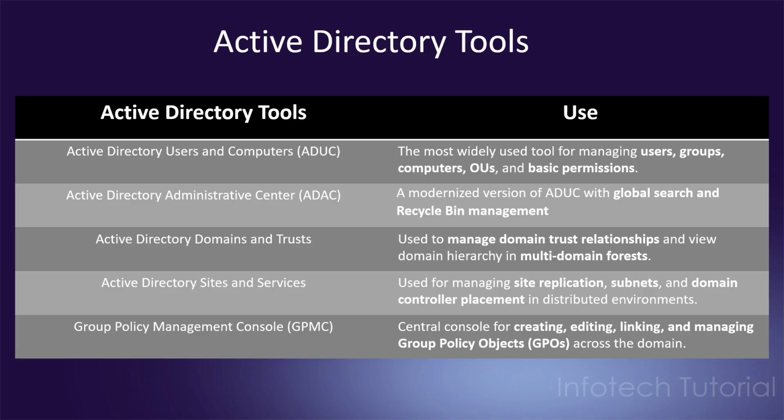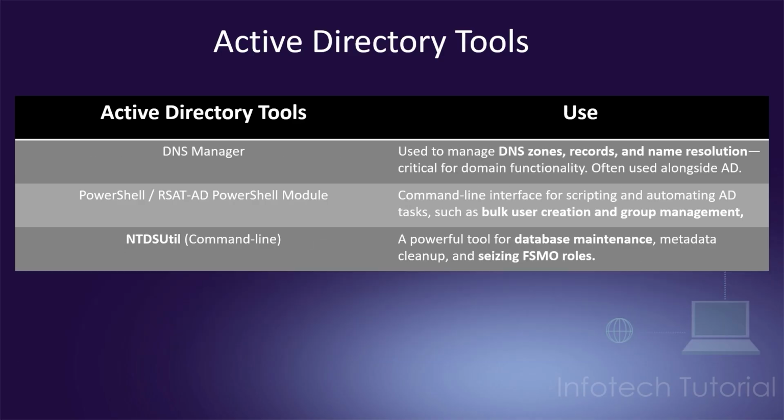We have Domains and Trusts, which is used to manage domain trust relationships, and it's used to view domain hierarchy in a multi-domain forest. We have Active Directory Sites and Services, and this is used for managing site replication, subnets, and domain controller placements in a distributed environment. We have the Group Policy Management Console, and this is a central console for creating, editing, linking, and managing group policy objects across the domain. And then we have DNS Manager that's used to manage DNS zones, records, and name resolution. It's critical for domain functionality.